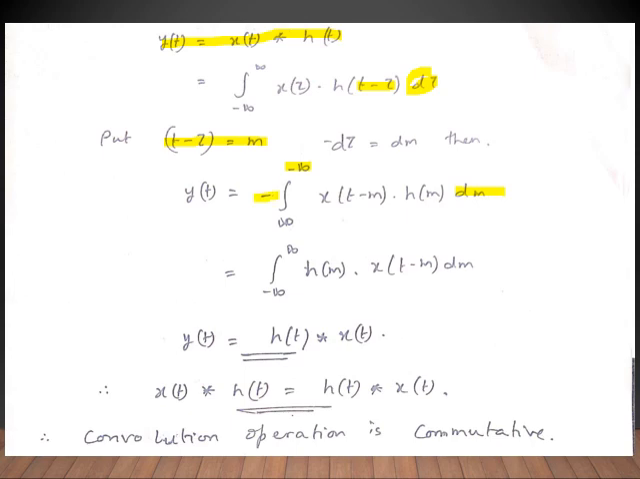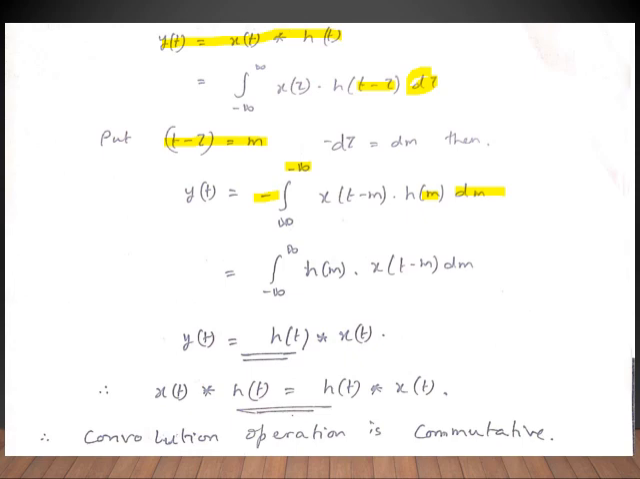So y of t, after substituting t minus tau equal to m, becomes minus the integral from infinity to minus infinity, where x of tau is changed to x of t minus m, and t minus tau is defined as m. That's why the equation for y of t changes into this. Now I rearrange by swapping the integration limits, which introduces a negative sign, so the negative becomes positive. So y of t becomes the integral from minus infinity to infinity.